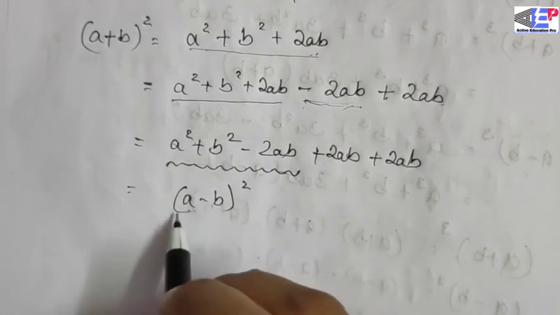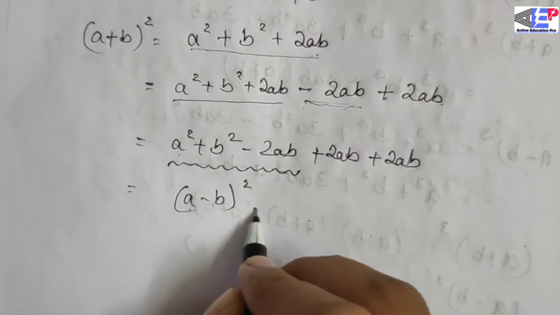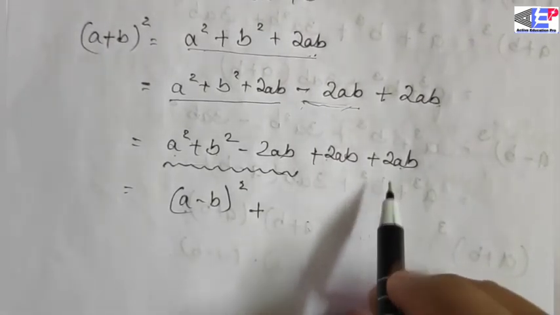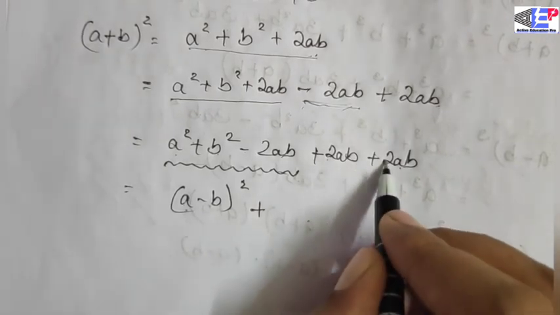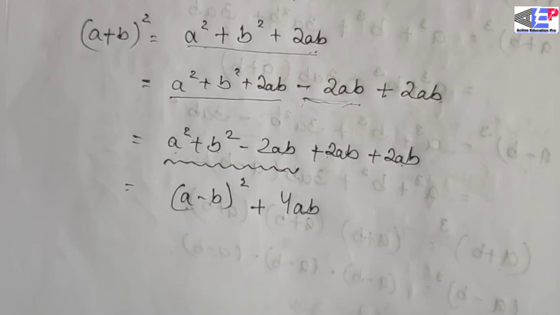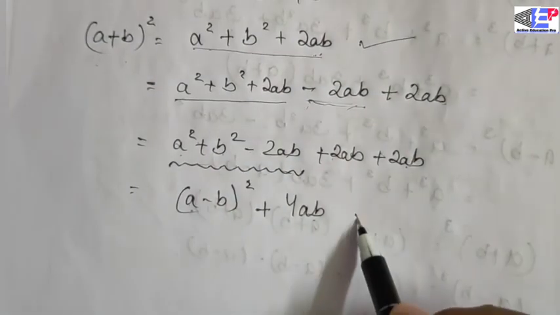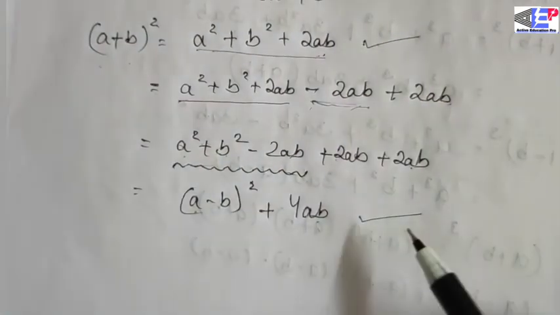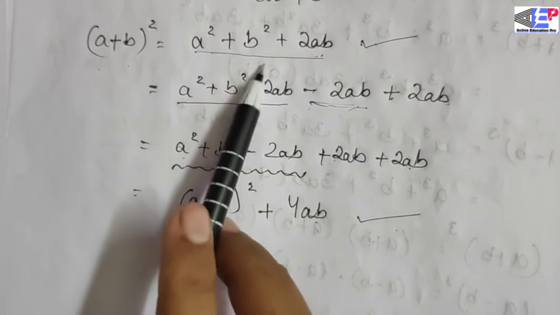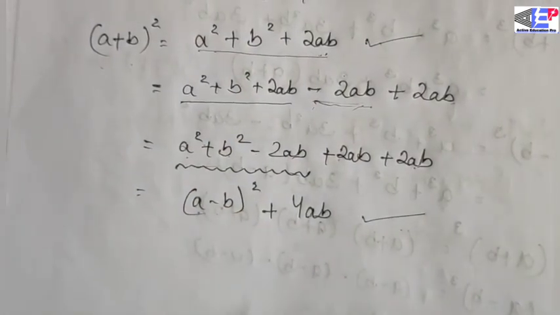Remember again, a minus b whole square is a square plus b square minus 2ab, and the remaining terms are 2ab. These are like terms, so 2 plus 2, first add the coefficients, 4ab. This is another formula of a plus b whole square. It is the first formula and it is the second formula. A plus b whole square is equal to a square plus b square plus 2ab, and another formula is a minus b whole square plus 4ab.